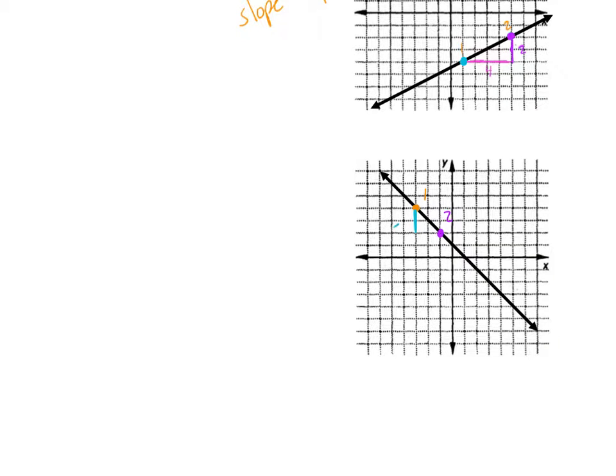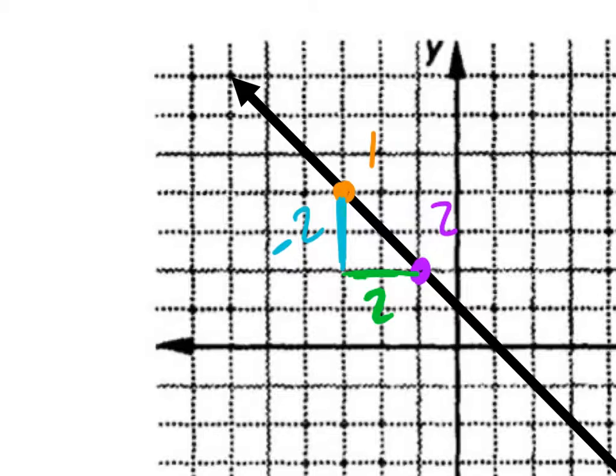So this is a negative 2. My run is what? A positive 2, right? Because you're still going to the right. Down is like subtracting, kind of. So when you go down, it's negative. When you go right, it's positive. When you go up, it's positive. When you go left, it's negative.